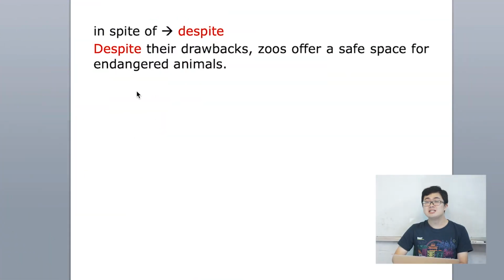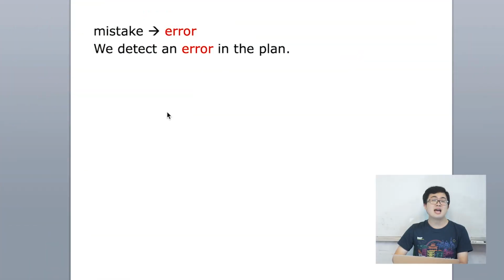Now, the next word is despite instead of in spite of. Despite is an academic word. So you can write, despite their drawbacks, zoos offer a safe space for endangered animals. So from now on, no more in spite of, use despite instead. The next noun to use is error, an academic word, instead of mistake. For example, you can write, we detect an error in the plan. Here we have two academic words, detect and error.